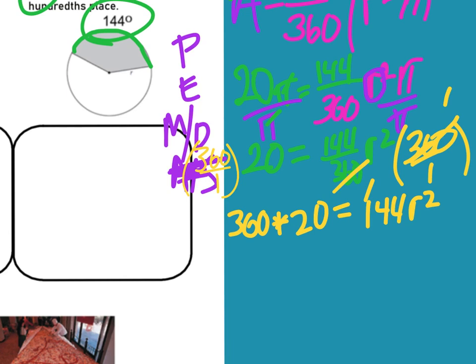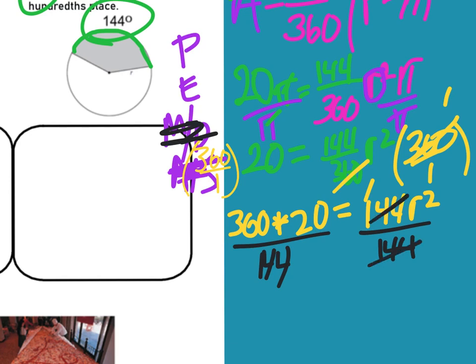I still have that 144 being multiplied. To undo, I'll divide by 144. I'm done with multiply divide. 144 goes into 144 once. I'm left with r squared equals this number, whatever that number is.